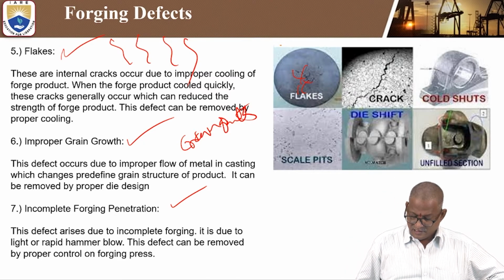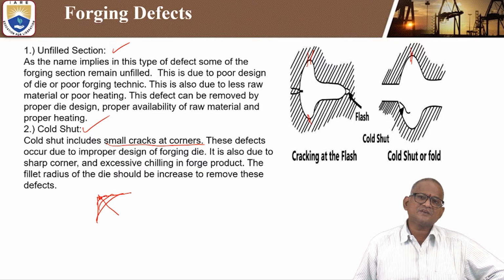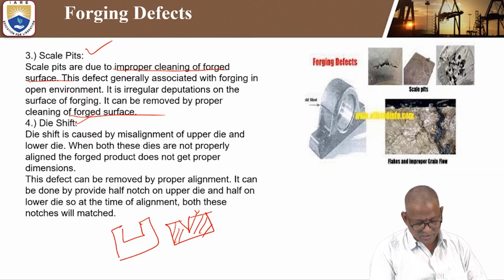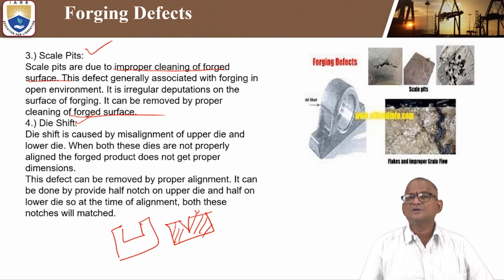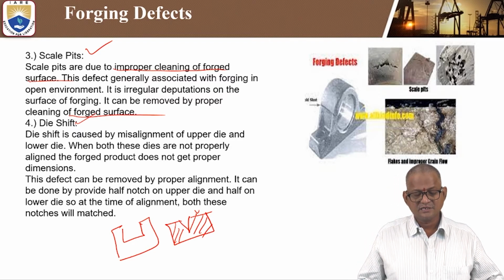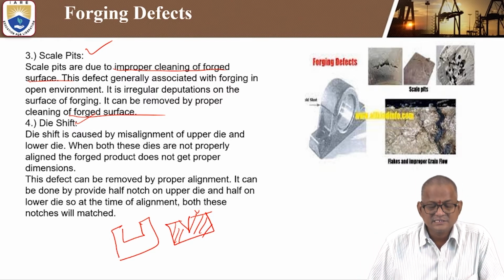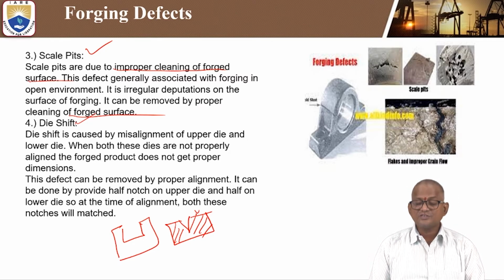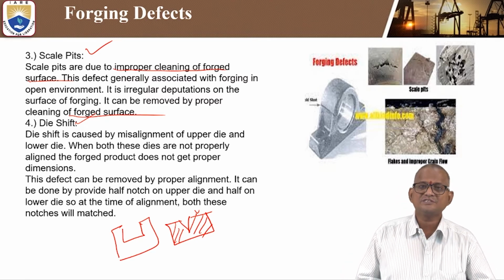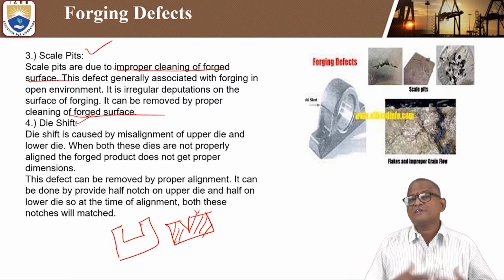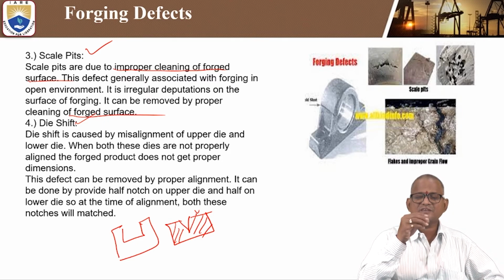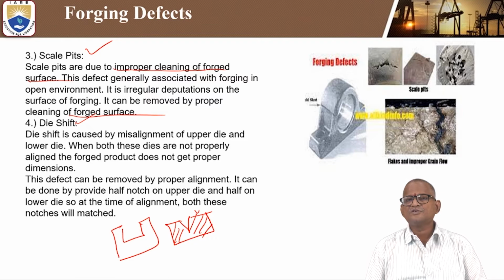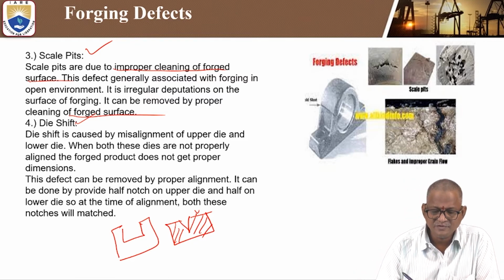So in general, looking at forging defects, first and foremost is unfilled section, second is cold shut, and third belongs to scale pits. Due to oxidization, extra foreign particles get fed into the workpiece. So you need to understand clearly about these defects of the forging process. Scale pits are due to improper cleaning of the forged surface. This defect is generally associated with forging in an open environment. It is an irregular deposition on the surface. It can be removed by proper cleaning of the forged surface. So these are another important type of forging defects.